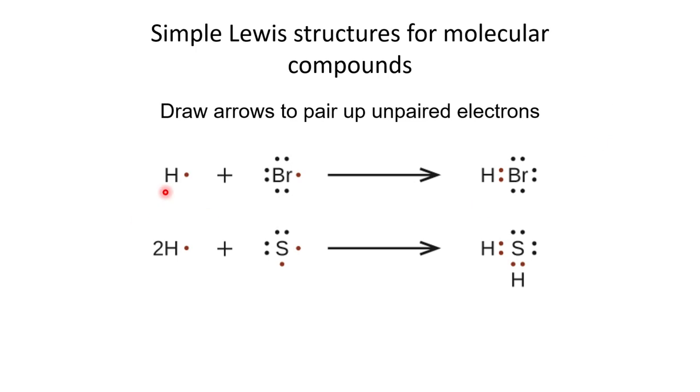So for example, when you have an H and a Br, you have a single electron that can move to pair up with that single bromine, and then you have a bond here. Two single hydrogen atoms with their own valence electron can form two covalent bonds with this sulfur because this has two unpaired electrons. So you can imagine an arrow moving like this, and now you have these bonds here.